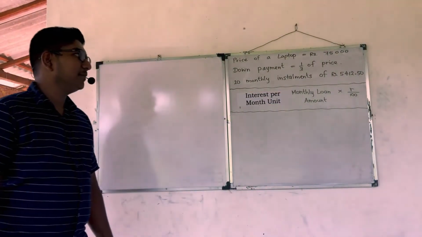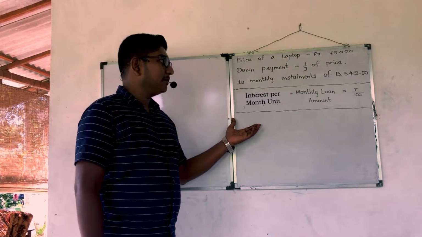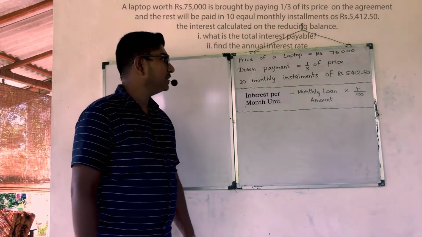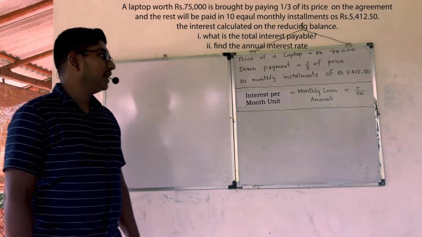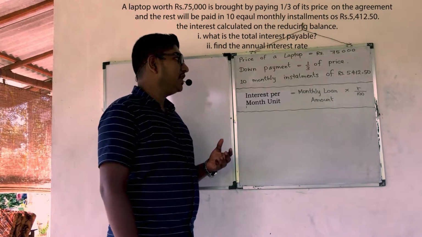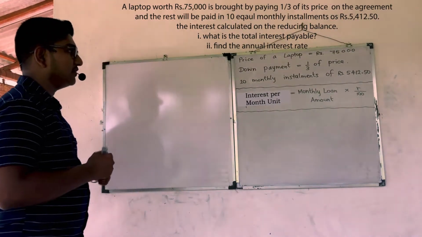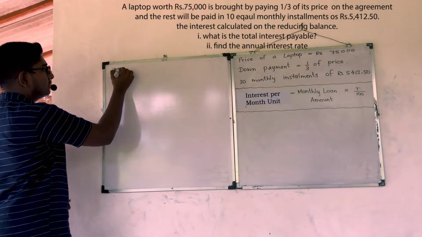This is our fourth example. In this example, we are going to purchase a laptop. The price of a laptop is 75,000 rupees and we have to pay a down payment of 1/3 of its price. So it is given as a fraction. First we have to calculate the down payment.